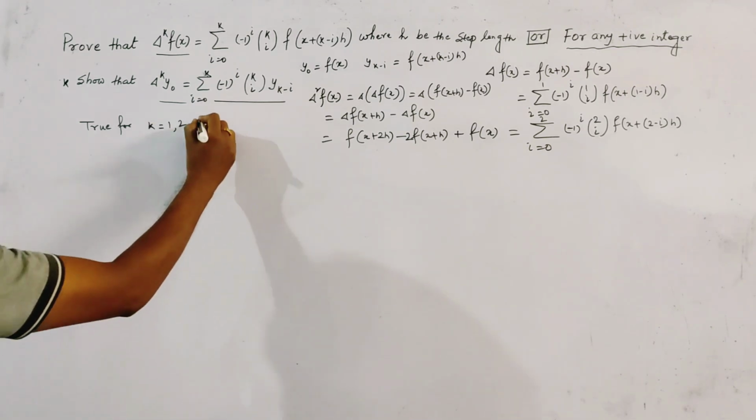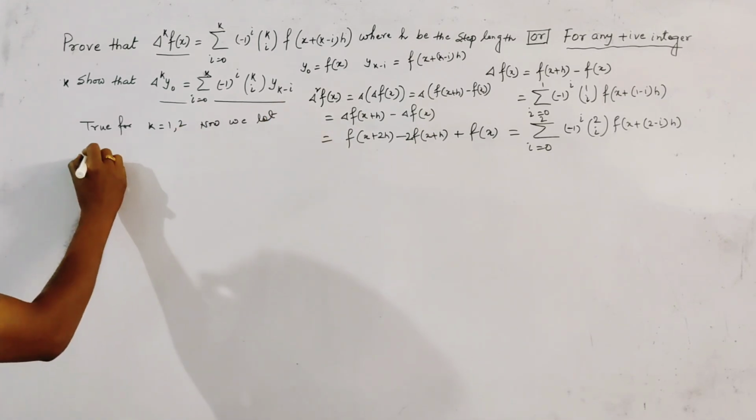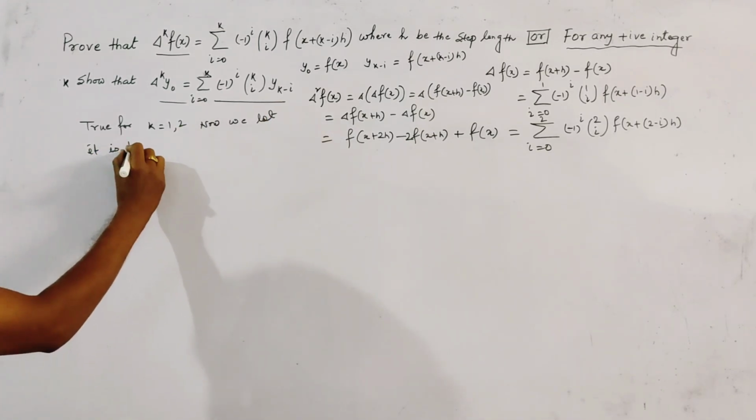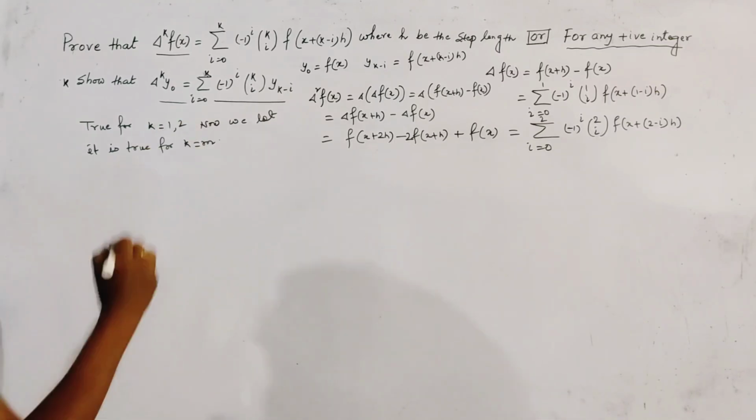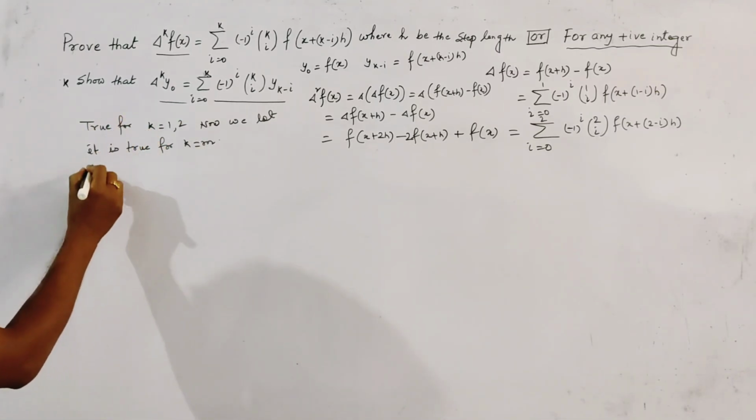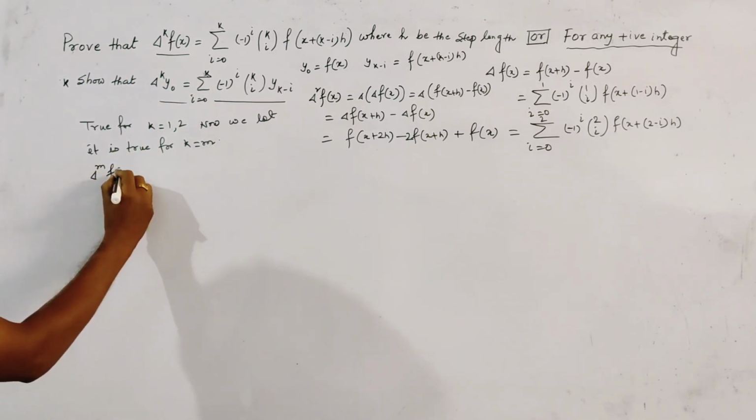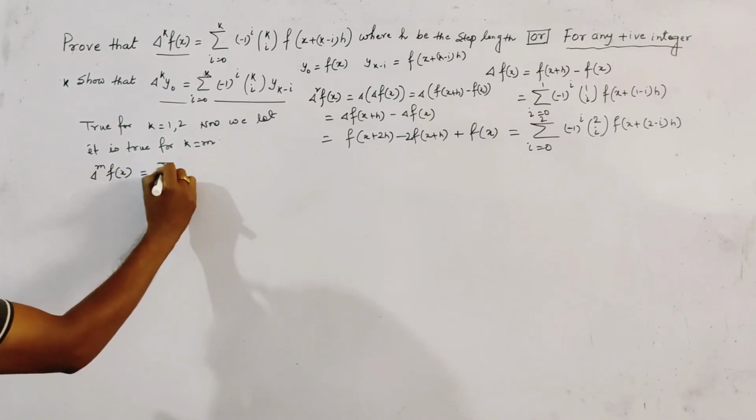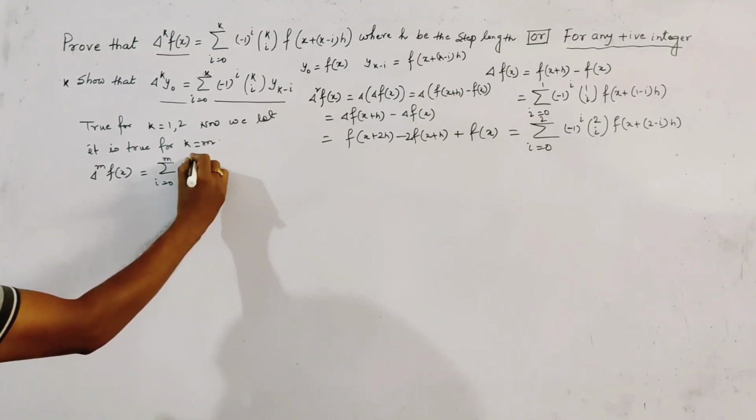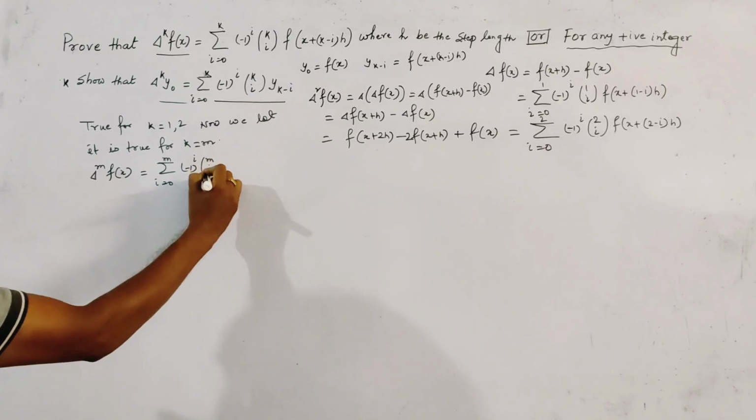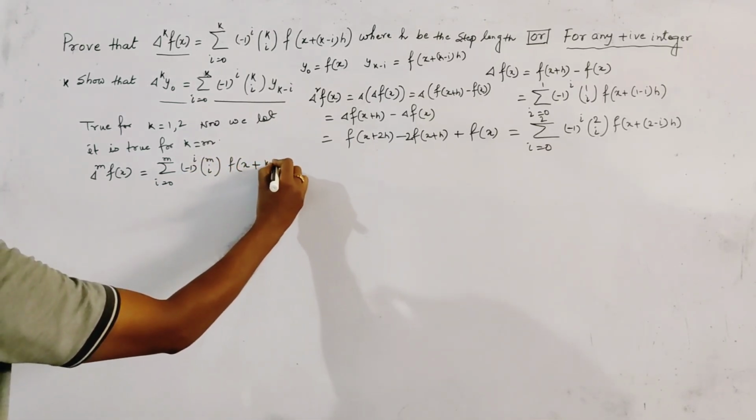Okay, now we let it be true for k equal to m. Okay, that is, we let delta to the power m f of x be given by summation i equal to 0 to m, minus 1 to the power i, m c i, into f of x plus m minus i into h.